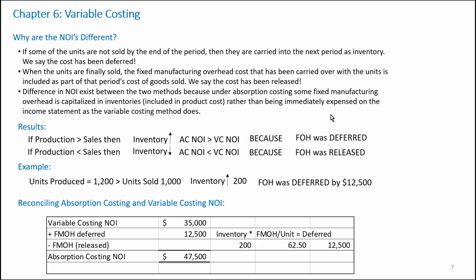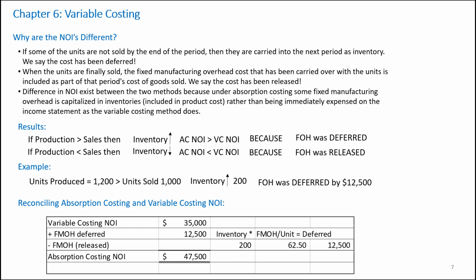We have learned that under absorption costing, fixed manufacturing overhead is part of the product cost. As such, the fixed manufacturing overhead associated with products remaining in inventory will be capitalized in inventory and deferred until the product is sold. A deferred cost is a cost that is not expensed until a later time. The time in this case is when the product is sold. As noted earlier, this treatment is consistent with the GAAP matching principle, which requires that firms match expenses incurred with the revenues they help generate.